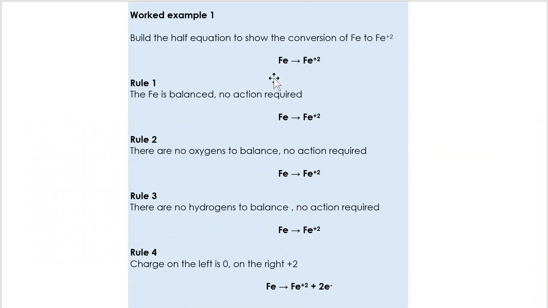We've got here iron going to iron 2+. Now, rule 1 is to balance the species with the variable oxidation state. We don't need to do it. The Fe goes to Fe. So then we need to balance oxygens by adding water. There are no oxygens. So then we need to balance hydrogens by adding H+. There are no hydrogens. And finally, we balance the charge by adding electrons. Now, the charge on the left is 0 and on the right is +2, so I need -2 on the right hand side to get us to the same charge on both sides.